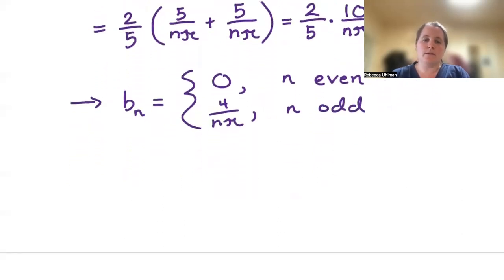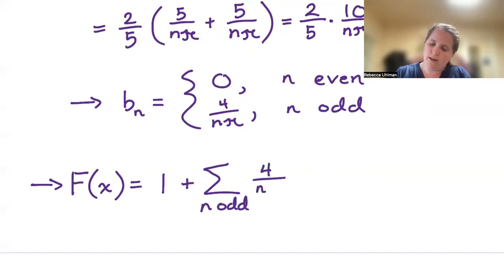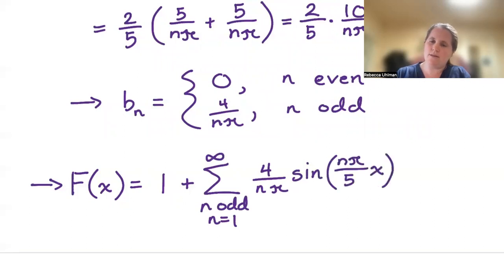So what we get then is we can write our series as our capital F of x is equal to, our a sub n was equal to 4. Sorry, our a sub 0 was equal to, not 4. A sub 0 was equal to 1. Then we have plus the sum of, for n odd, we will have 4 over n pi. So this is n odd, n equaling 1 to infinity. 4 over n pi times sine of n pi over L, so n pi over 5 x.